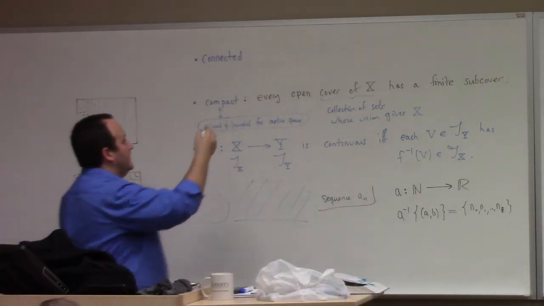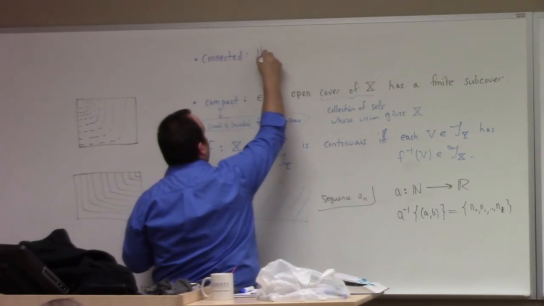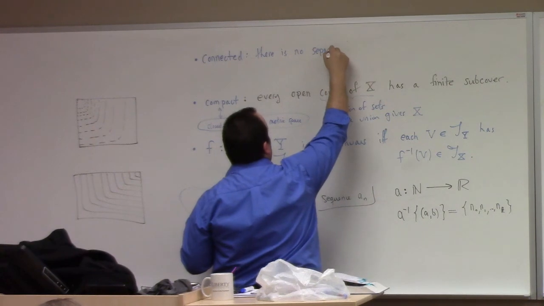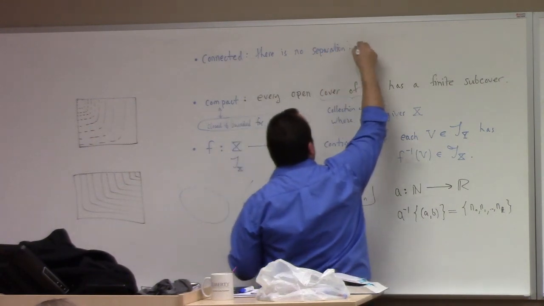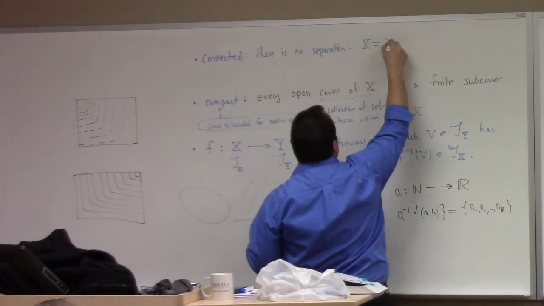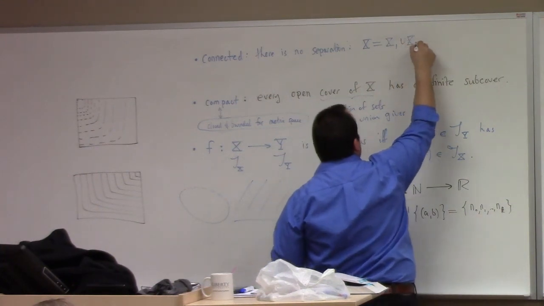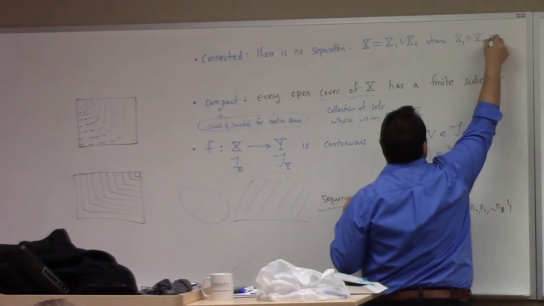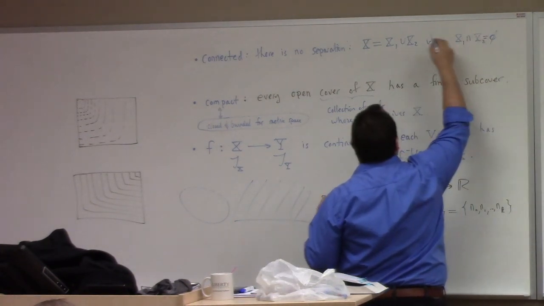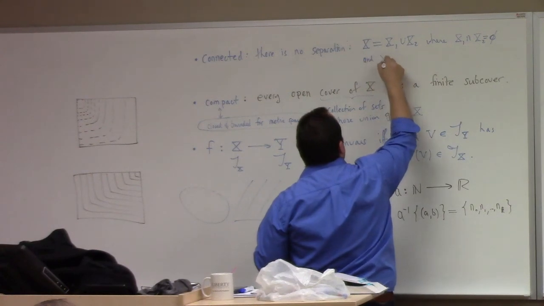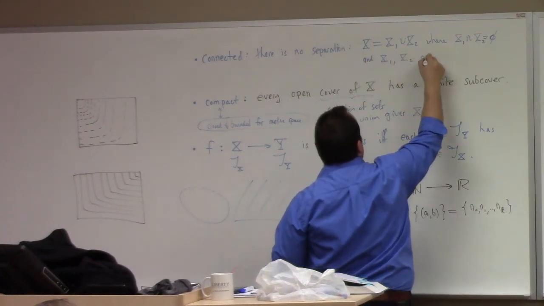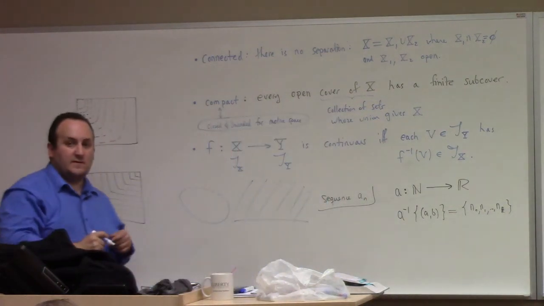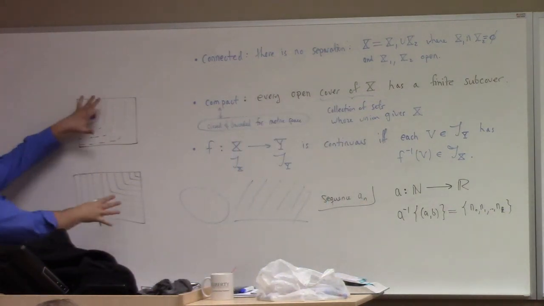Connected means that there is no separation. So a separation would be if I can write X as equal to X1 union X2, where X1 intersect X2 is empty, and X1 and X2 are open. If I could do that, then that's a separation of the space. Like, these are disconnected.